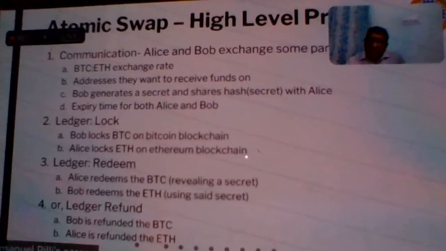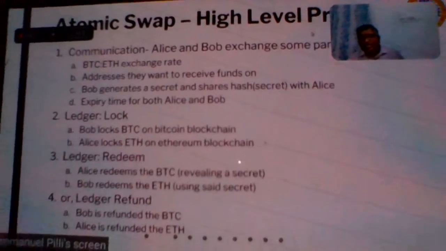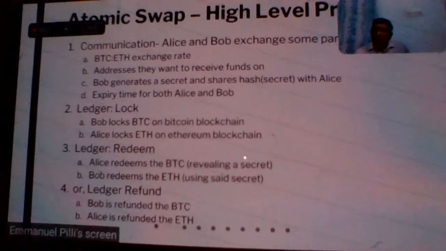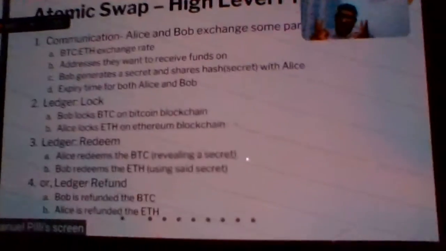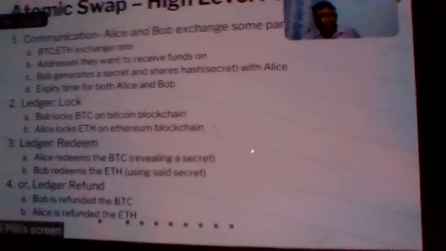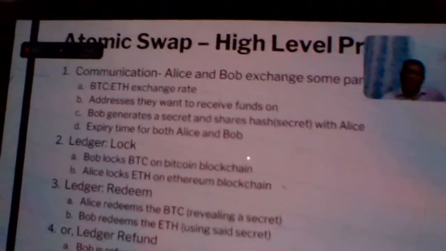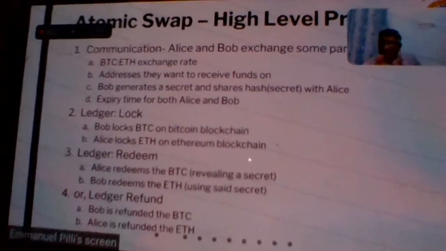What happens? They exchange some basic information initially. So they don't know who they are. They only know the addresses. They may know the public and private addresses on both the networks. That is what they know. Each of them knows. And then they agree on the exchange rate.